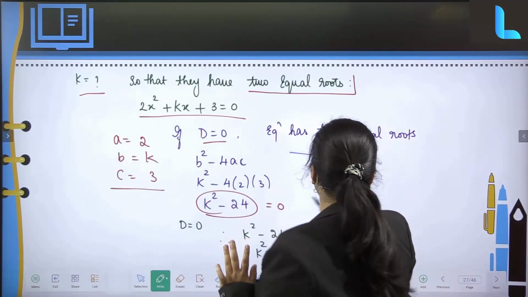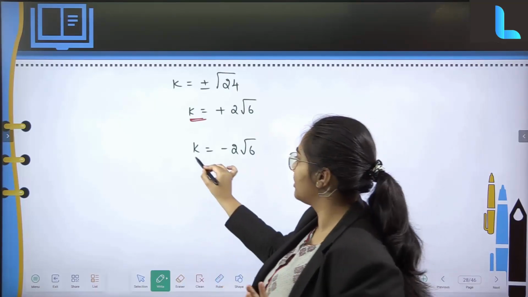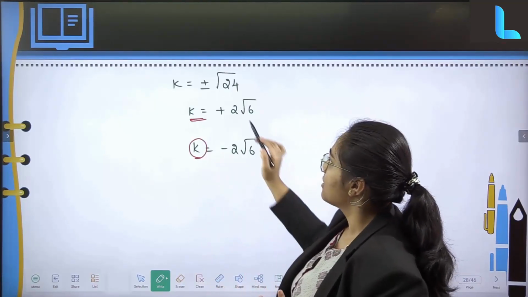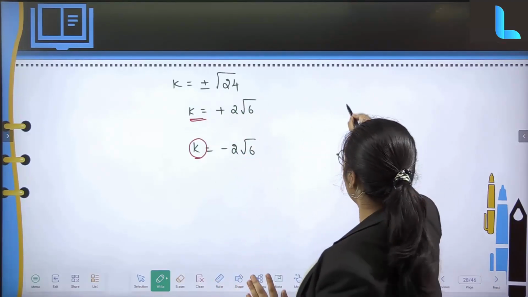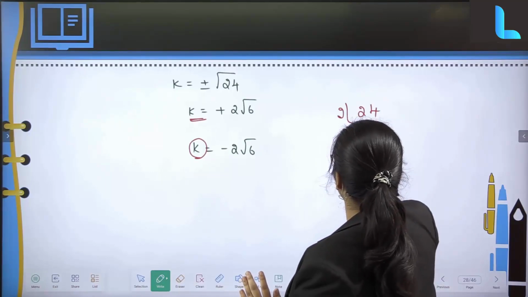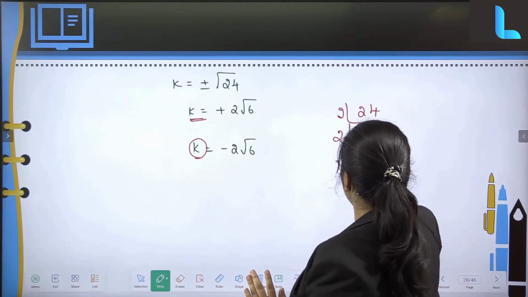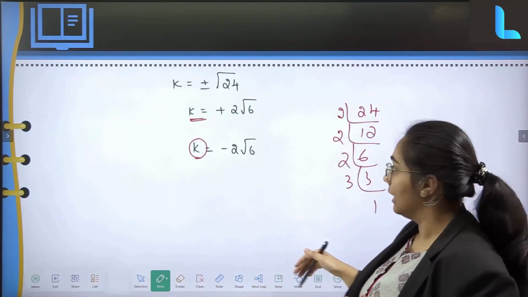But I don't want the value of k square. I just want the value of k. So k is going to be plus or minus the square root of 24. For 24, when you just do this prime factorization, this is how you will be getting, right?